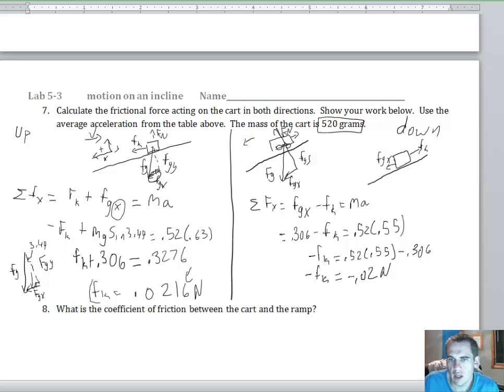So the frictional force, Fk, equals 0.02 newtons. And I subtracted it here, so this is giving me the absolute value. So this is right. The frictional force 0.02, over here I have 0.0216. That's pretty much exactly the same. Okay, we're close enough there that we're not going to argue with it.